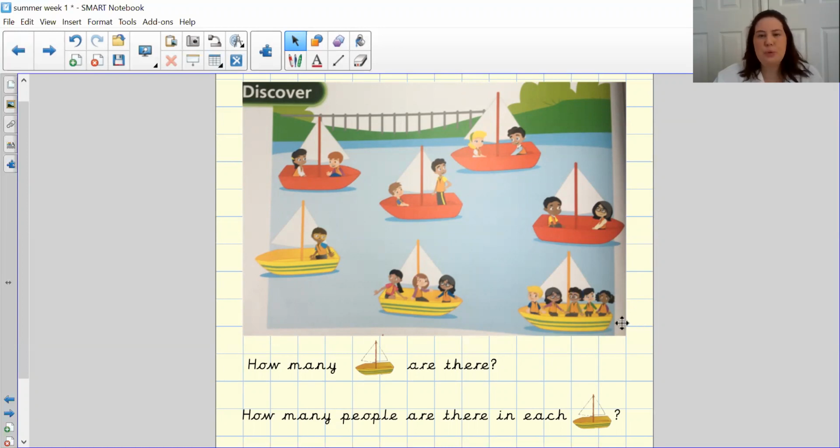If I wanted you to count all of the people in the red boat, how would you count them? If I asked you to count all of the people in the yellow boat, how would you count them as well? Just remember to think about equal and unequal groups. While you're working that out, please pause, and I'm going to go through the answers on the next page.